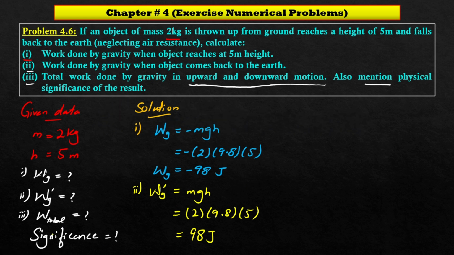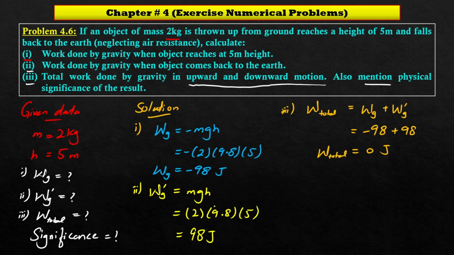Now in the third part we find the total work done. So part number 3, W total is equal to W_G plus W_G prime. By putting the values of W_G and W_G prime, minus 98 plus 98 is equal to 0 joule. So the total work done when the object reaches the ground is equal to 0 joule.